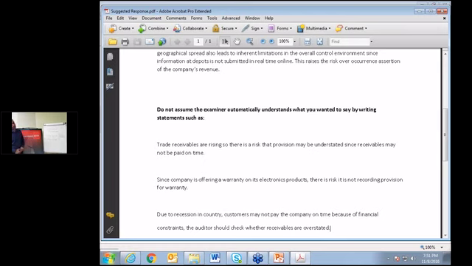Now look at those examples. What is wrong here? In the first example, trade receivables are rising, so there is a risk that provision may be understated since receivables may not be paid on time.